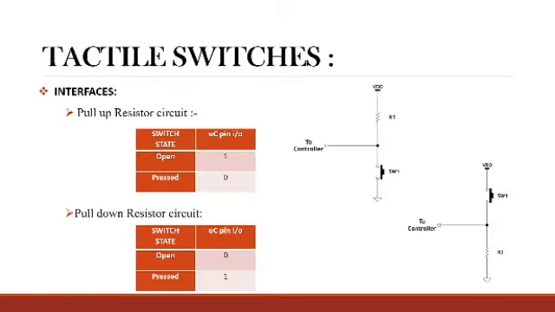In the tactile switch interface, there is a pull-up resistor circuit and a pull-down resistor circuit. The upper one is the pull-up resistor circuit. If the switch is open, it gives the value 1, and if the switch is pressed, the circuit is closed and the value is 0. In a pull-down resistor circuit, when the switch is in the open state, it gives a value of 0, and when it is pressed it gives a value of 1.